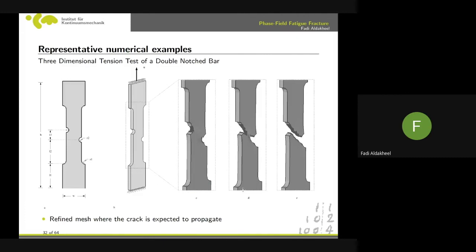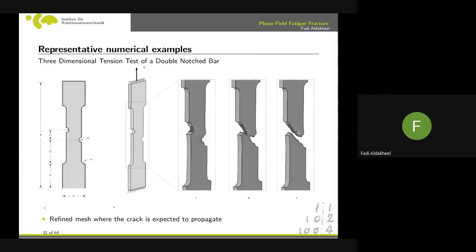Here is another 3D example, because we have only done 2D. So we have this three-dimensional double-notched bar, you fix it from below, and you apply the load above. You expect the crack to go from the notch in this direction, and you apply the load, and you can see a huge deformation. You see how the crack comes into play and goes farther till final failure.